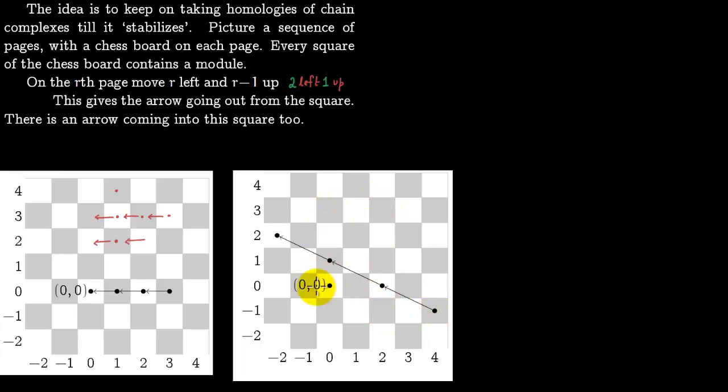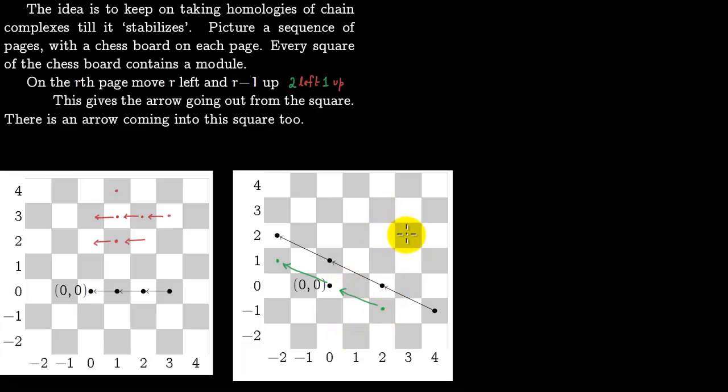You can just pick up any square. For example, you pick up the square corresponding to coordinate 0 0. Now what is the arrow going out of it? You say 2 left and 1 up. So the arrow going out is like this. And what is the arrow coming into it? It also has to come from somewhere here, because then this is 2 left and 1 up.